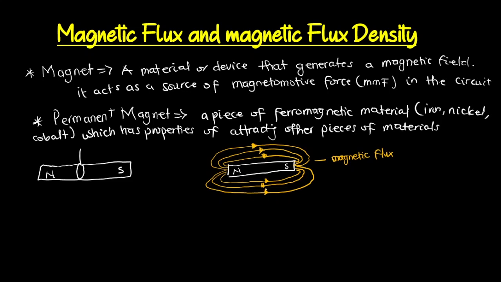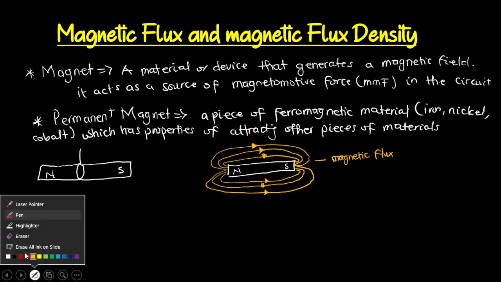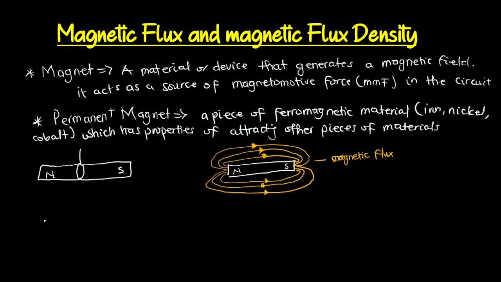Now what happens if we have two magnets close to each other, with the like poles together and then the unlike poles together? Let's look at case 1.